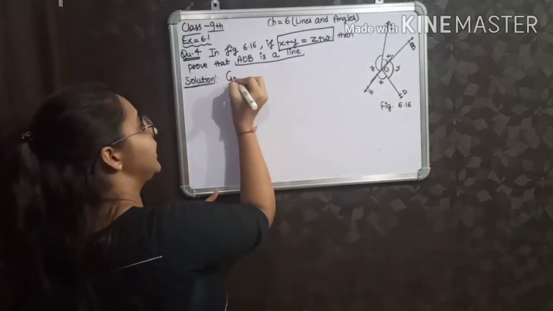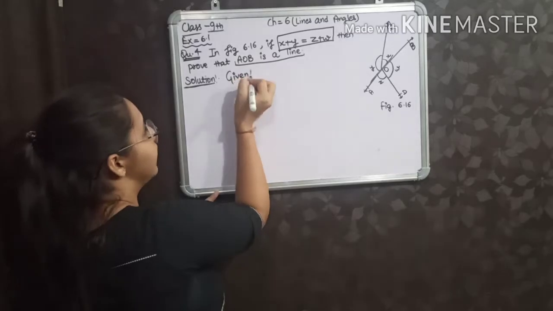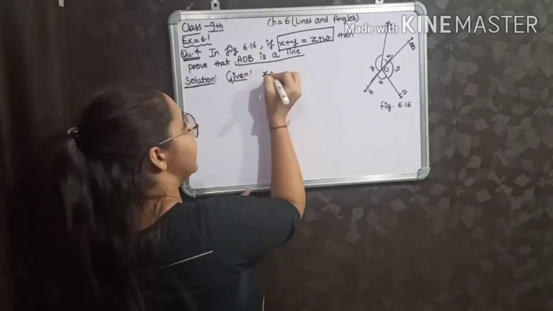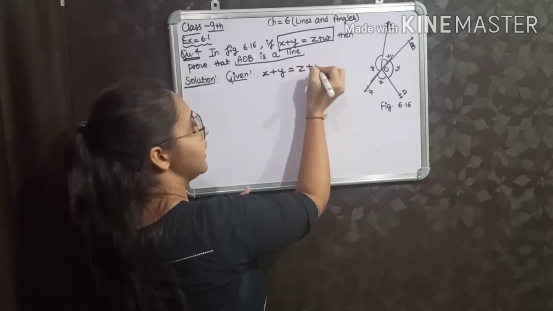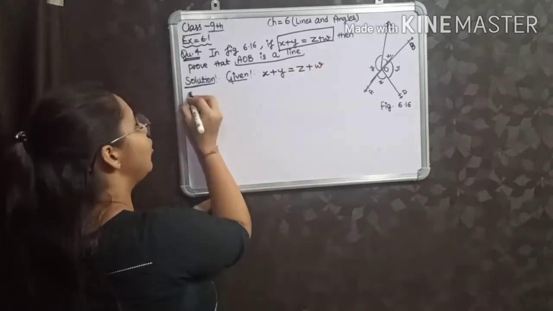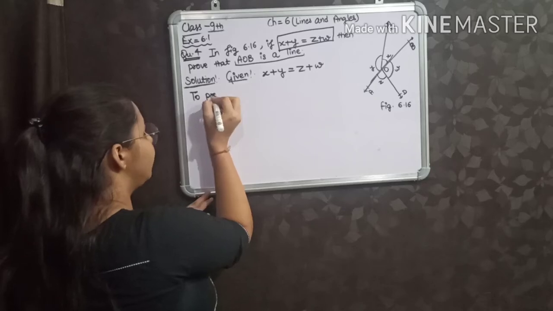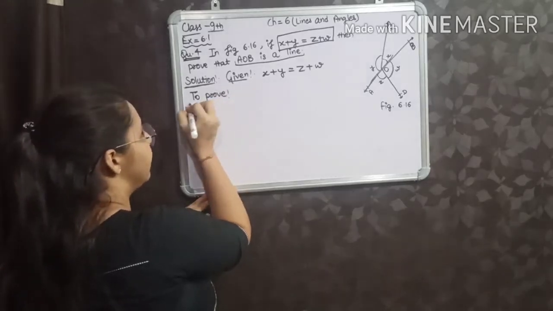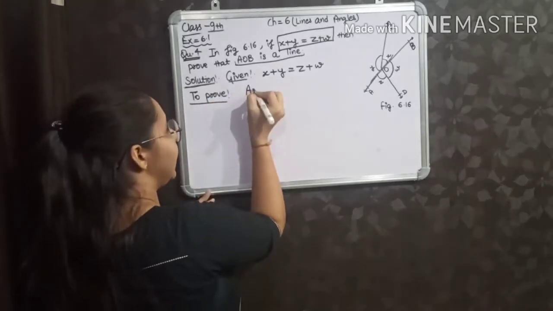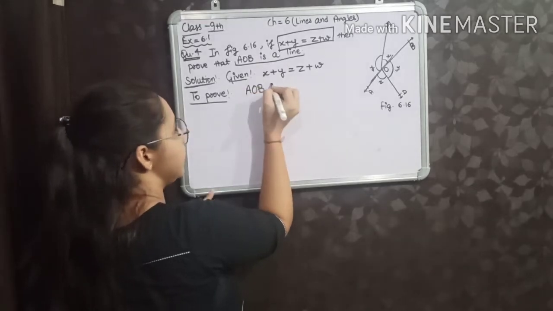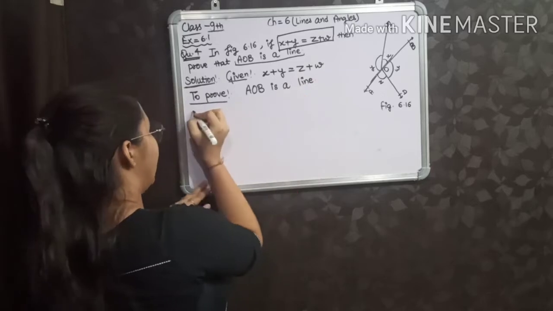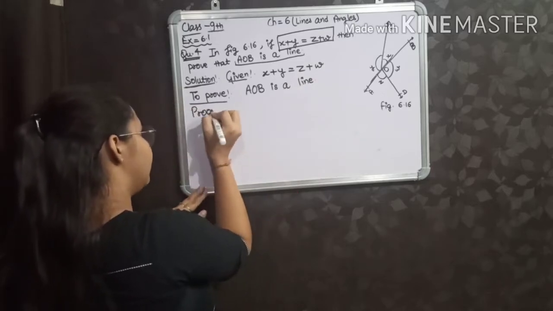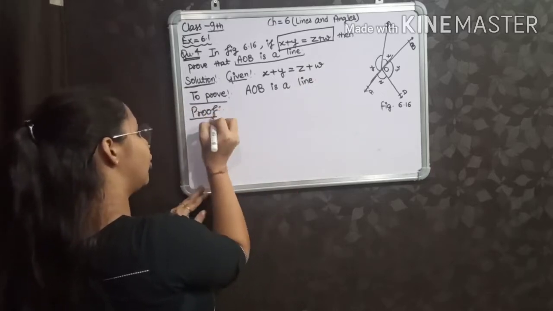First of all, we write given. What is given? Given is angle x plus angle y is equal to angle z plus angle w. Now, what do we have to prove? We have to prove AOB is a line. Okay. Now, how will we start? We will start with the proof.